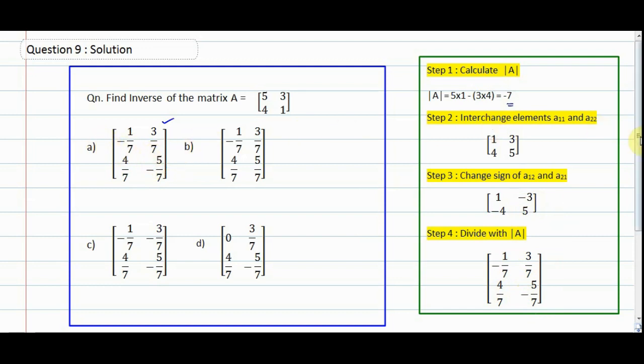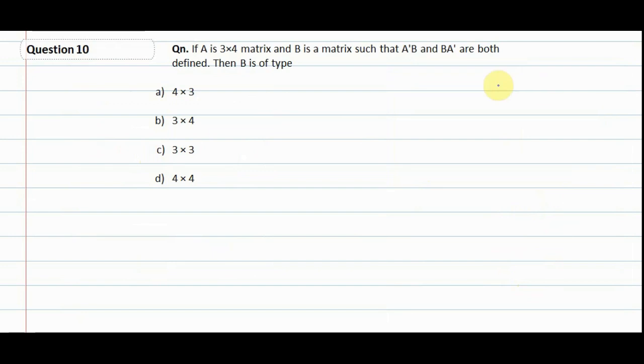Okay, now let's move on to question number 10. If A is a 3 by 4 matrix and B is a matrix such that A transpose into B and B into A transpose are both defined, then B is of type, option A says 4 by 3, option B says 3 by 4, option C says 3 by 3, and option D says 4 by 4. So we have to calculate order of matrix B. Okay, you may pause the video and try to solve this by yourself.